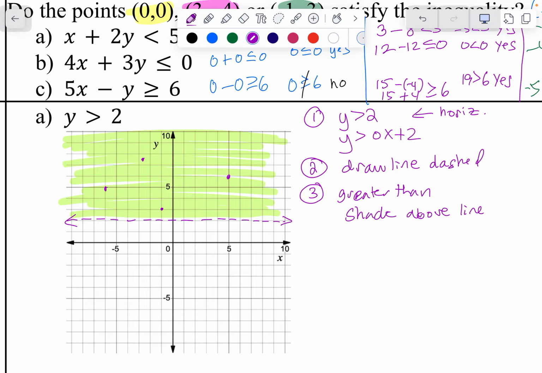So it's solid because and only because of that little equal to. So go over to an x value of 3 and make a solid line.